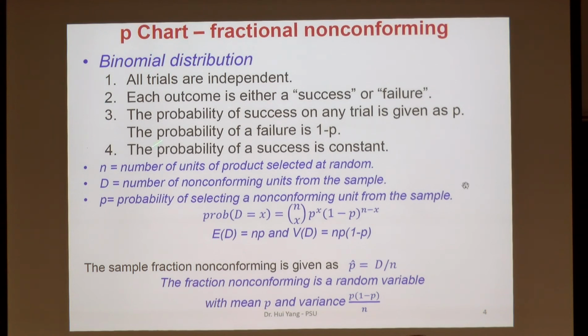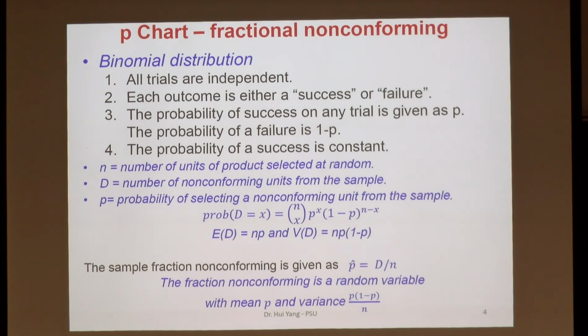Now, N will be the number of units of product selected at random. And D is the number of non-conforming units from the sample. P will be the probability of selecting a non-conforming unit from a sample. So you see here, the probability that the number of non-conforming equals X. In total you have N, right? So it's like selecting X out of N, with probability P for X, they have defects, non-conforming. And then 1 minus P to the power N minus X, they are conforming. So for the binomial distribution, the mean is NP, the variance is NP(1 minus P).